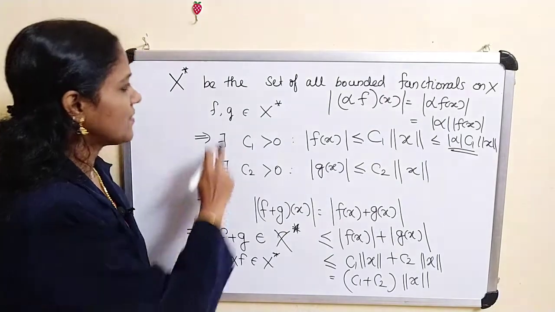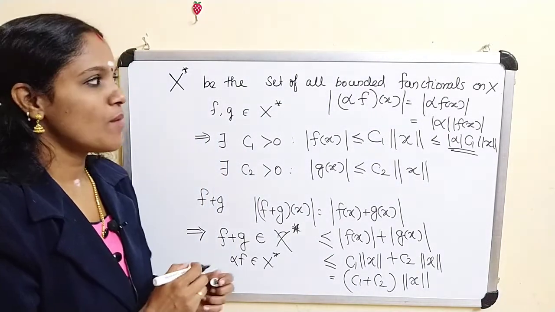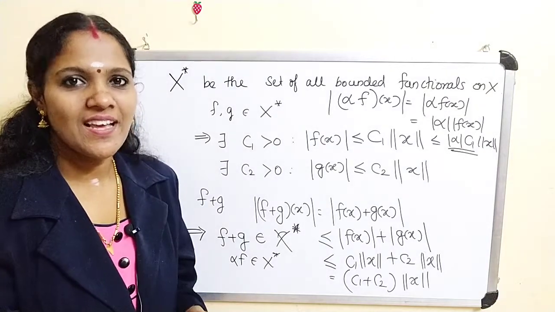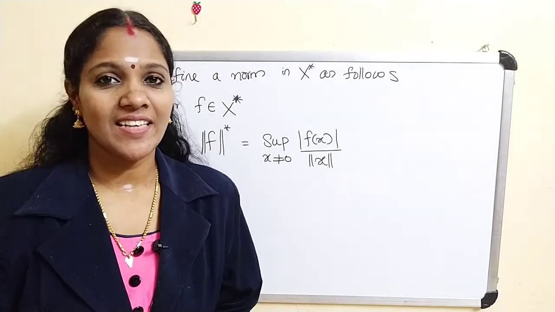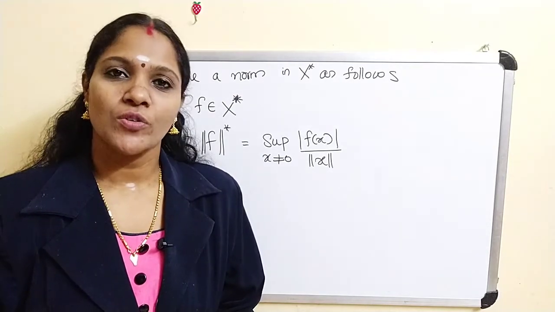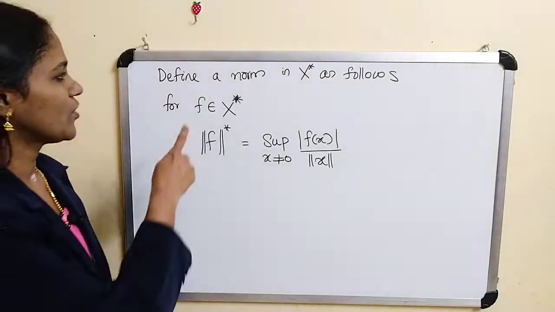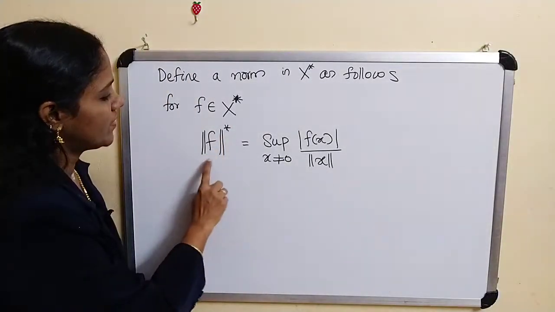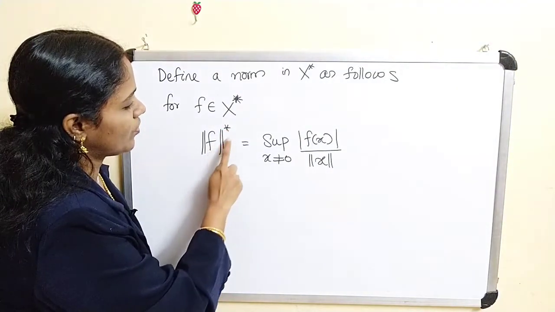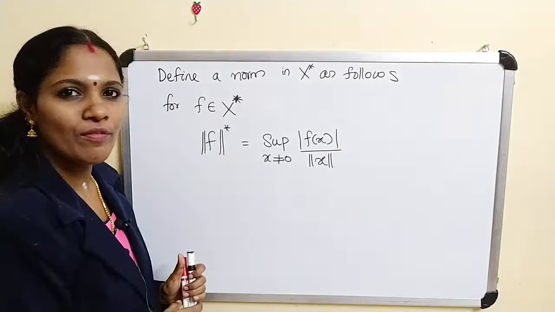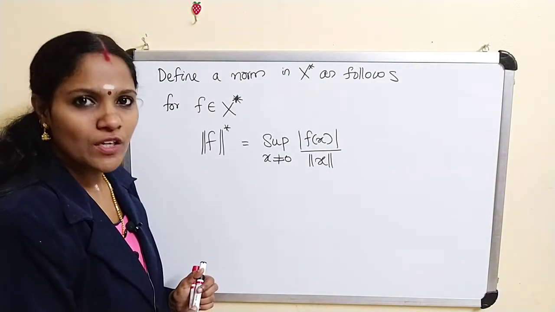And this implies X star is a linear space. So the set of all bounded functionals on X is a linear space. Thus we get X star is a linear space. Okay, so we can define a norm on X star. We define the norm of f as follows: norm of f star is equal to the supremum over x not equal to 0 of modulus of f of x by norm of x.